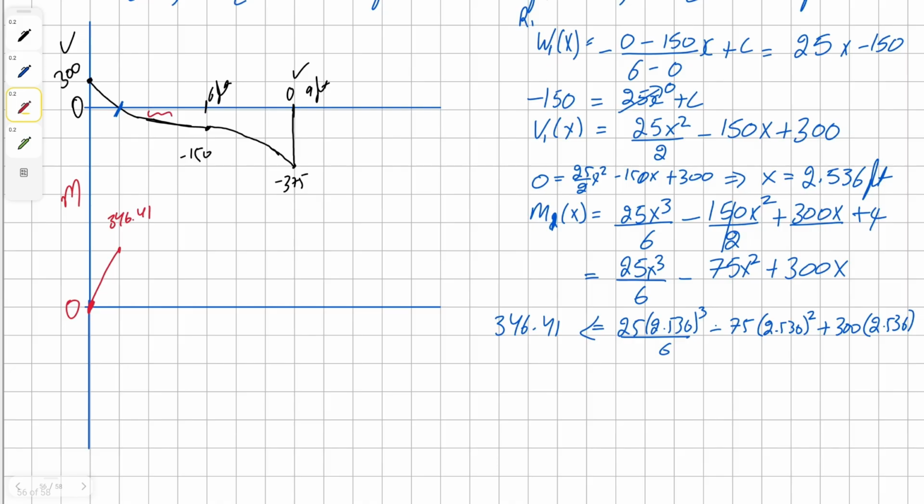Then comes this area. The easiest way would be to just plug the value into our moment equation. So we will have 25 times 6 cubed divided by 6, take away 75 times 6 squared plus 300 times 6, which gives us 0. So that means our moment will be 0 at that mark. And our curve is going to be third order, and it's going to be concaving downward.